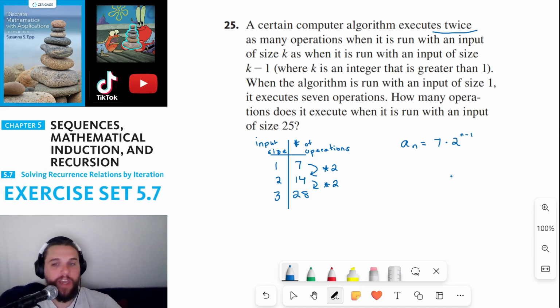From here, we can quickly evaluate a sub 25. A sub 25 would be 7 times 2 to the 24th power. And that's a pretty big number. And that's a number that you probably wouldn't be able to find using a calculator.